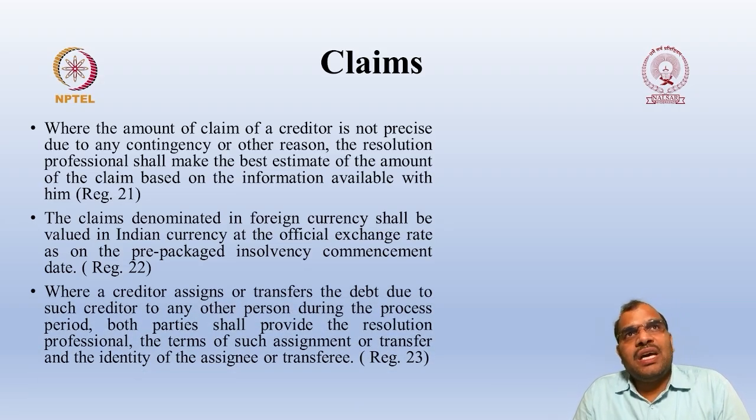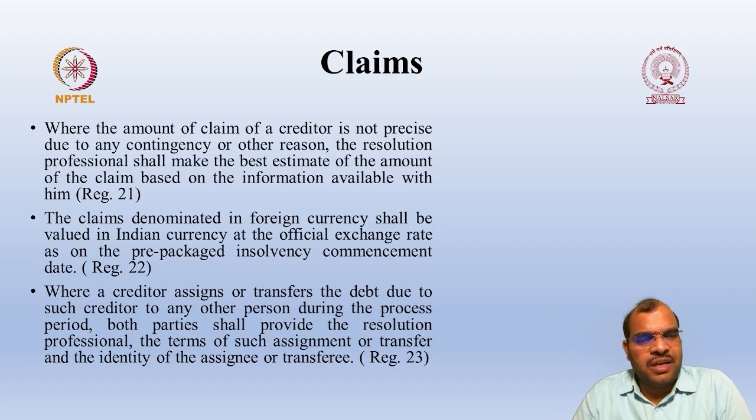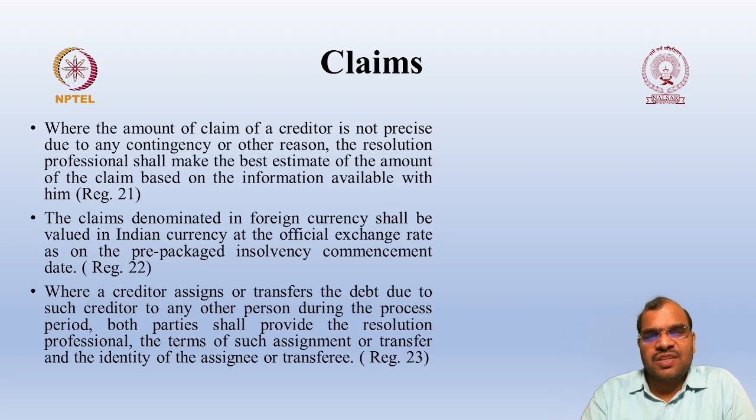Where a creditor assigns or transfers the debt due to such creditor to any other person during the process period, both parties shall provide the resolution professional the terms of such assignment or transfer and the identity of the assignee or transferee. Take the example where there is a creditor. While the PP-IRP process is going on, the creditor may have transferred or assigned his right in favor of another person. In such cases, such assignment or transfer must be submitted before the resolution professional along with the evidence.